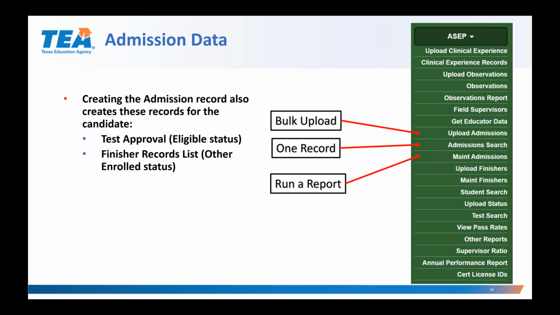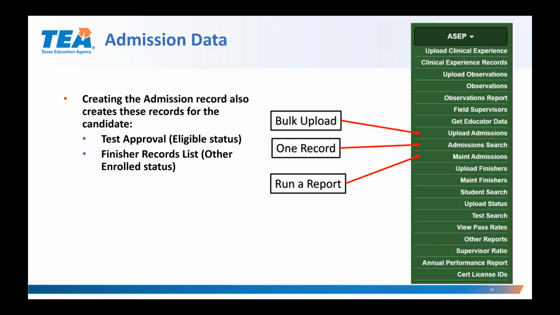The admission record may be created in one of two ways, via the ASEP drop-down menu in your ECOS for Entities green screen. First, by putting all of the required admission data for multiple candidates into a CSV formatted spreadsheet and uploading the file via the Upload Admissions link. Or alternatively, the second option is by using the admission search link to manually create an admission record for an individual candidate. You should add all certificates the candidate is admitted to pursue when creating the admission record.